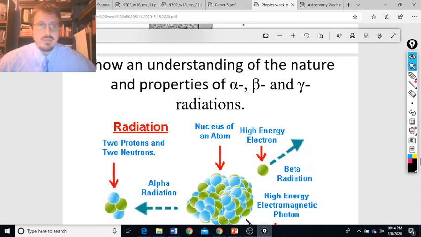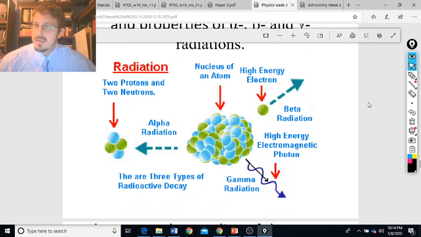Show an understanding of the nature and properties of alpha, beta, and gamma radiations. All right, so we're still looking at this learning objective. Here we see just a picture of a nucleus, and we see this alpha particle being radiated over here. So it's the helium nucleus, the two protons and two neutrons. So that's that guy over there. We've got our high energy electron, that's our beta decay. And so at the same time we would get this electron, sometimes we'll show this as a beta minus, this electron like this.